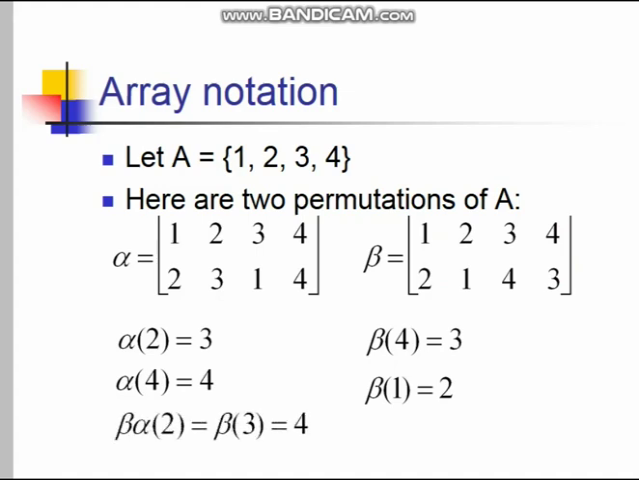Then, finding beta alpha of 2. We have to move from right to left. So we first compute alpha of 2. Alpha of 2 is 3. Then beta of 3. In the beta permutation, 3 is mapped to 4. Therefore, beta of 3 is 4.